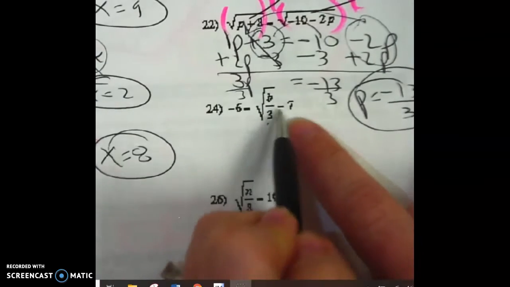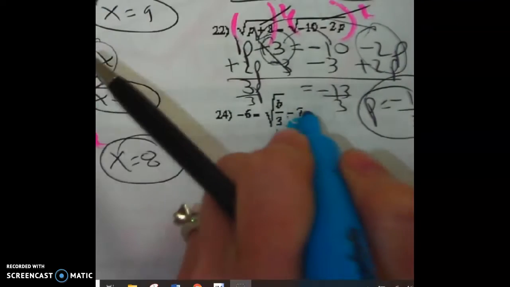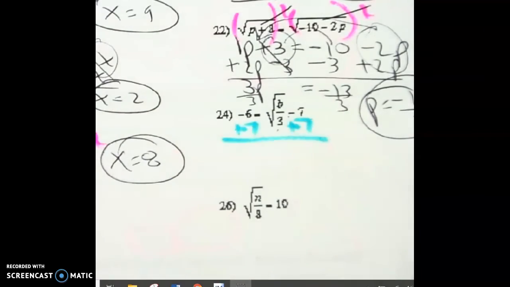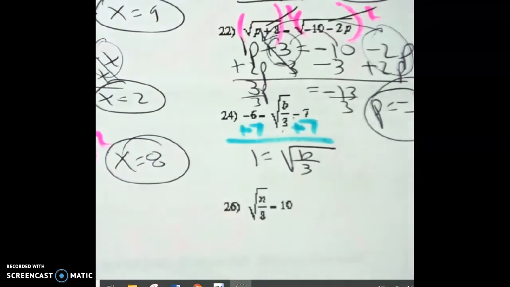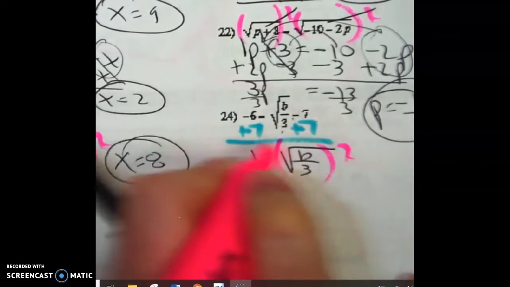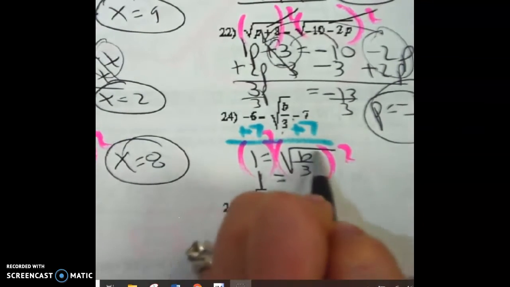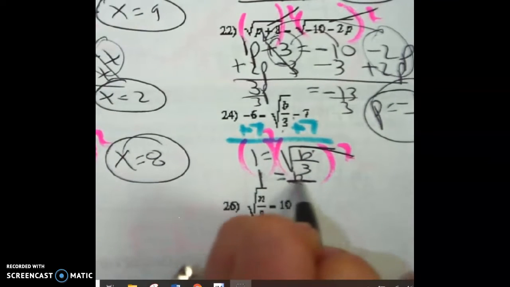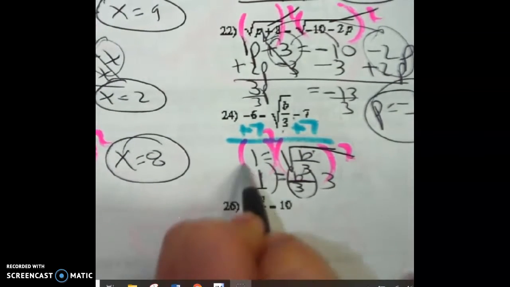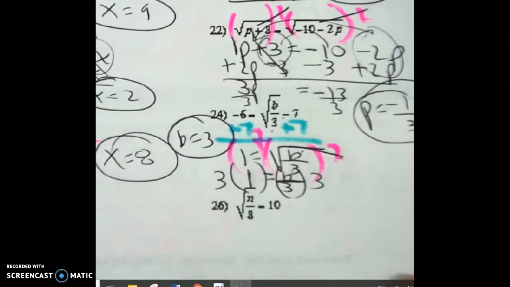It says square root minus something equals. So the first thing I have to do is add 7. Now, 1 equals square root. Now that there's just a square root on that side, what can I do? Square it. Square it. There's a lot of 1's. 1 squared is 1. That's gone. B over 3. This line means divide, so the opposite of divide is multiply. And 3 times 1 is 3. Let's go to the next one.